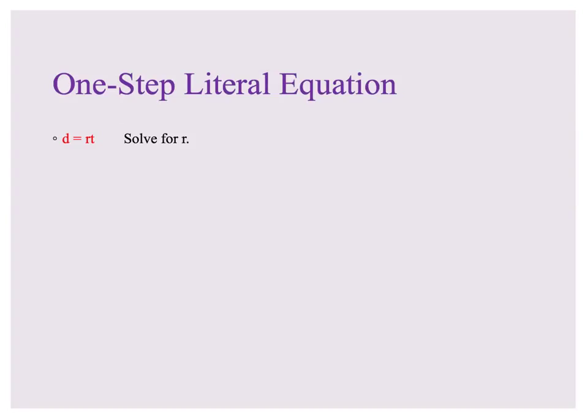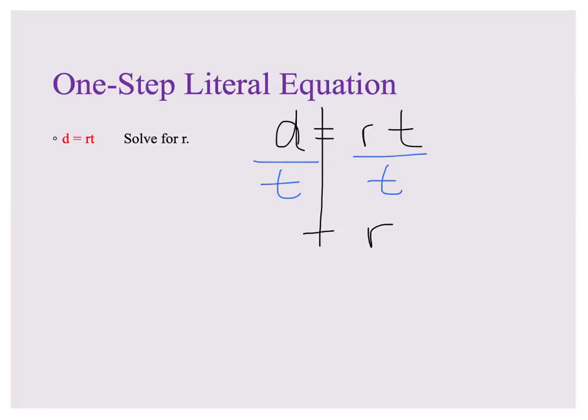Now, in this next equation, we want to solve for r. So we're going to use the same concept. I'm going to rewrite the equation. D is equal to r times t. The opposite of multiplication is division. So we need to divide by t to get r by itself. So that means that t divided by t leaves us with 1r equal to d divided by t.